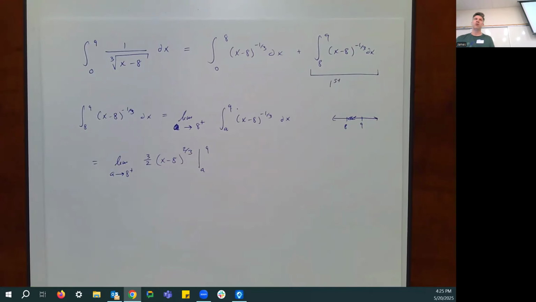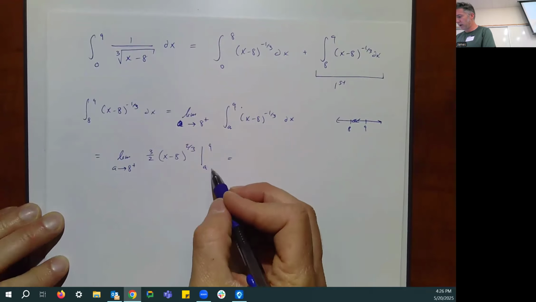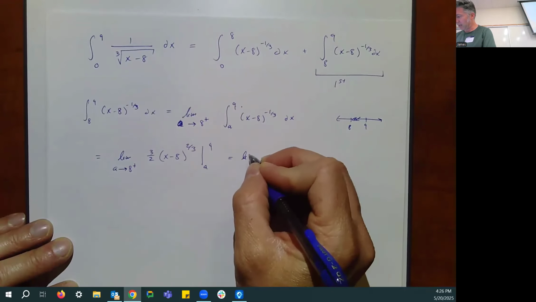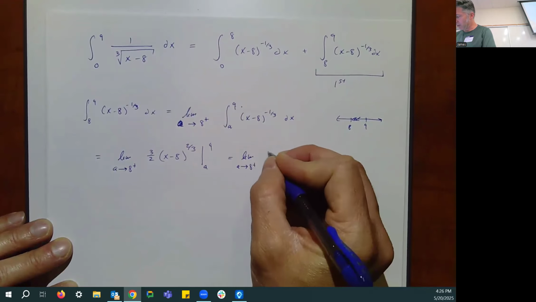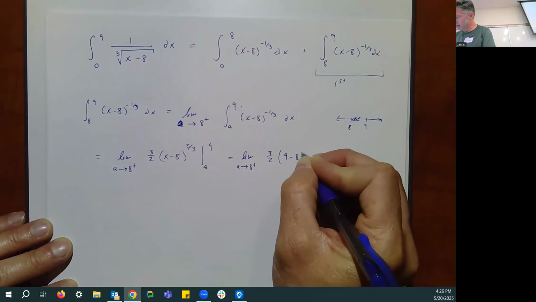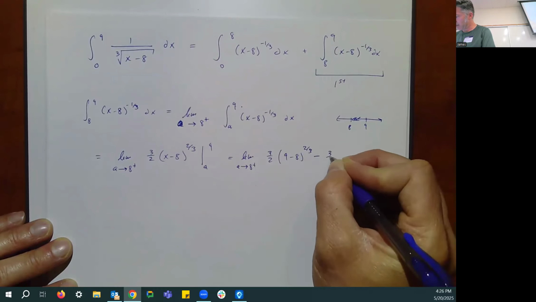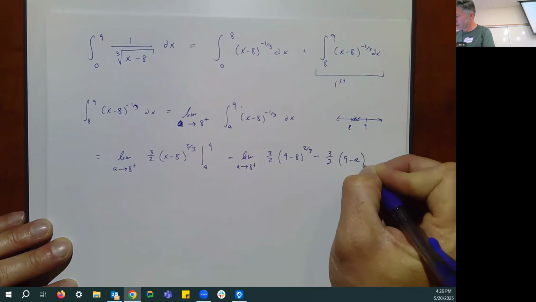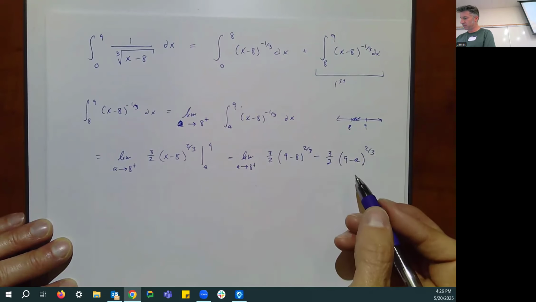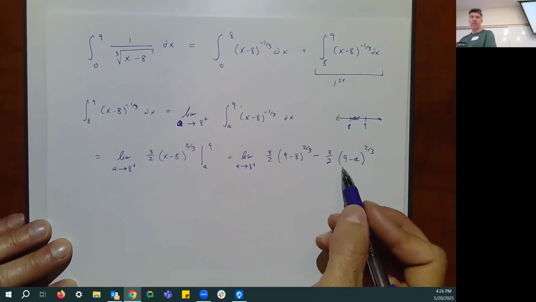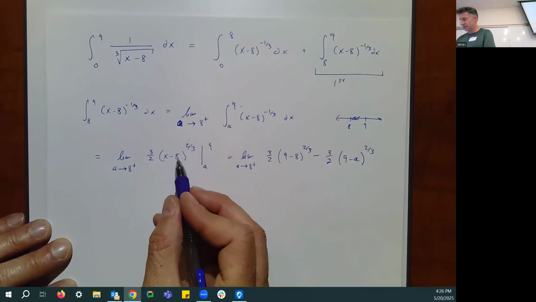The thing I've noticed over the years is that when you do your integration and go from having a negative power to a positive power, that usually means things are going to work out fine, because your 0 to a negative is now going to be 0 to a positive, which is 0. So usually that's what we're looking for. Be careful to make sure your a and your 9 look different from each other. You have the limit as a approaches 8 from the right of 3 halves times 9 minus 8 to the 2/3 minus 3 halves times 9 minus a to the 2/3. But if a goes to 8, sorry, I got that wrong there. I wrote 9 minus a when it should have been a minus 8. Apologies.